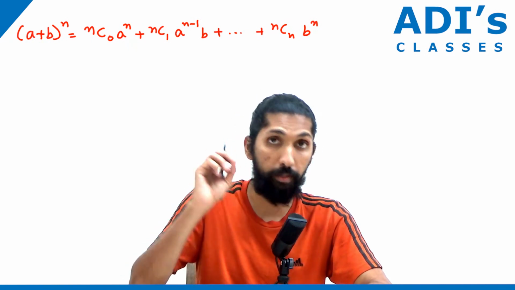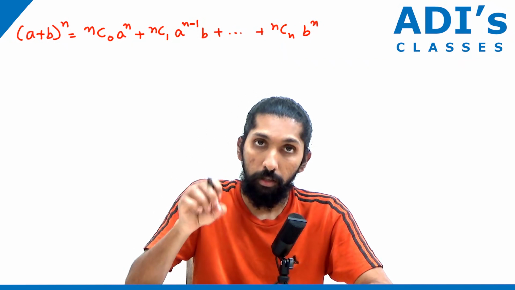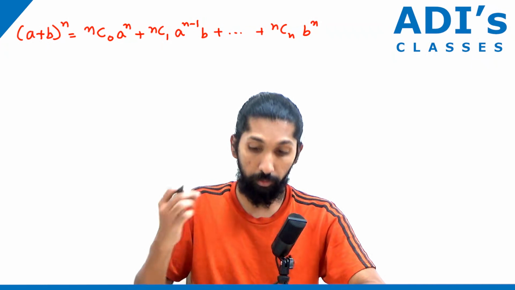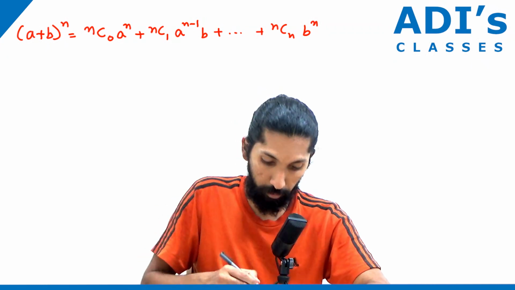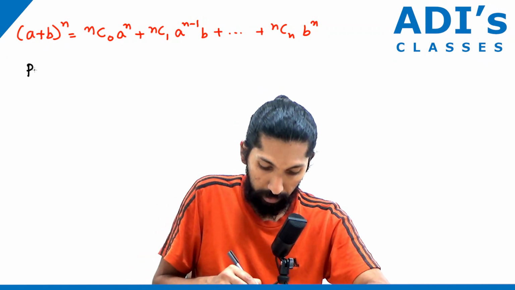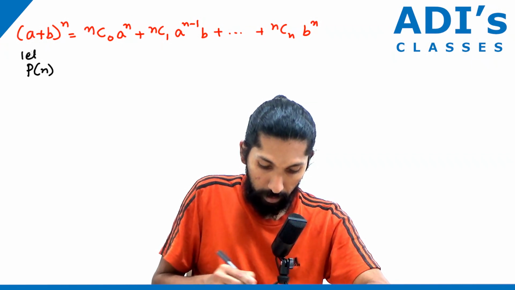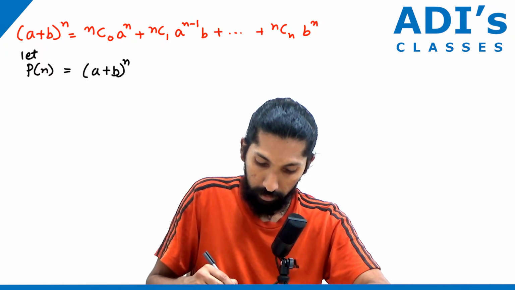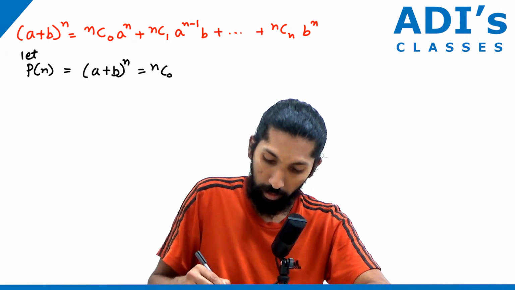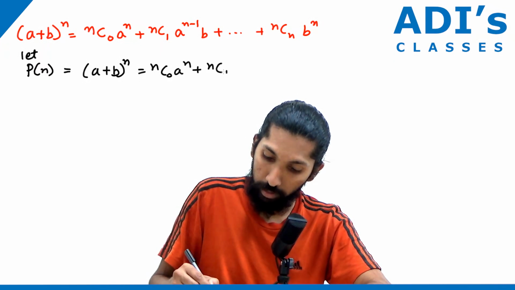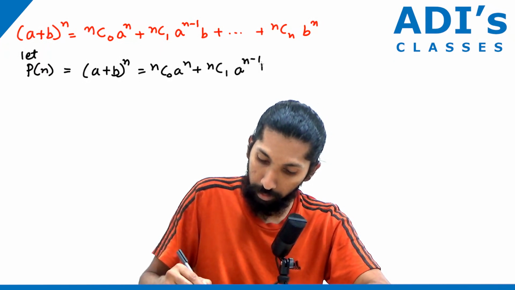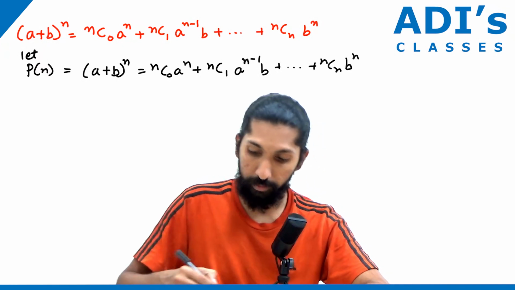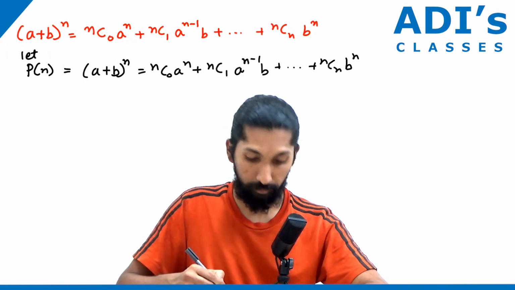Now we need to prove it mathematically. To prove it, we use the principle of mathematical induction. To prove it by mathematical induction, first we'll start by taking P of n as (a plus b) whole power n, which is nC0 a power n, nC1 a power n minus 1 into b, so on and so forth till nCn b to the power of n. This is P of n.